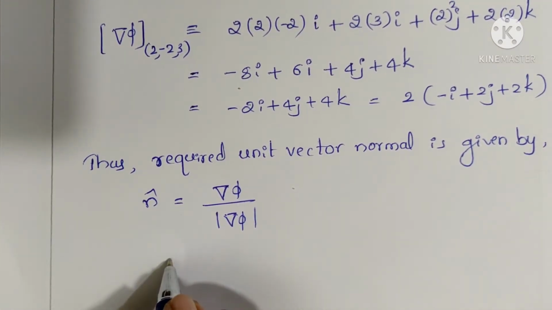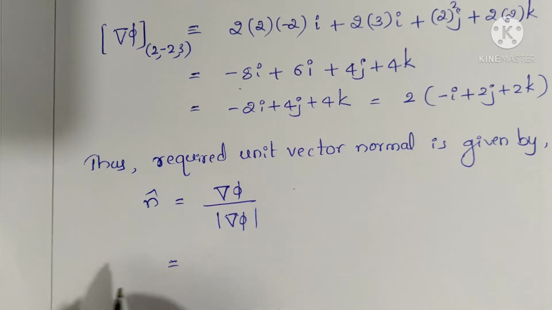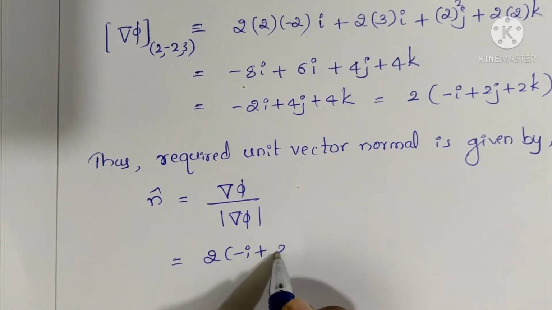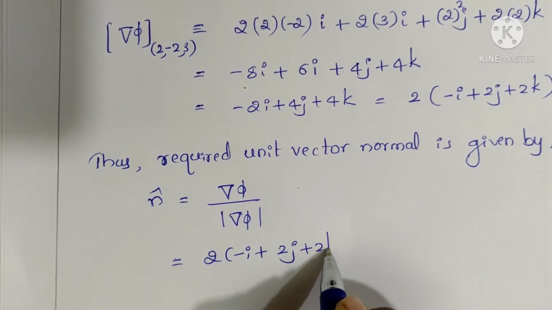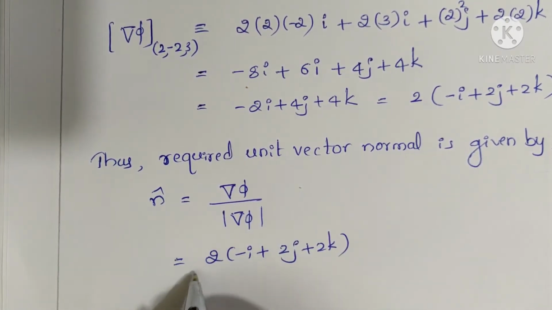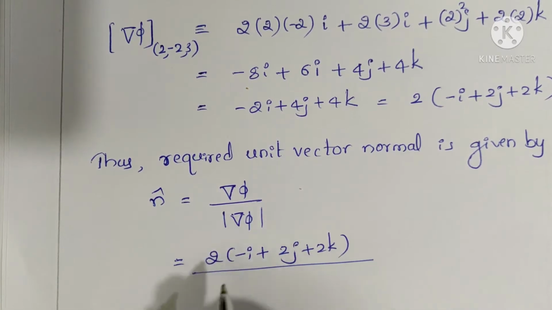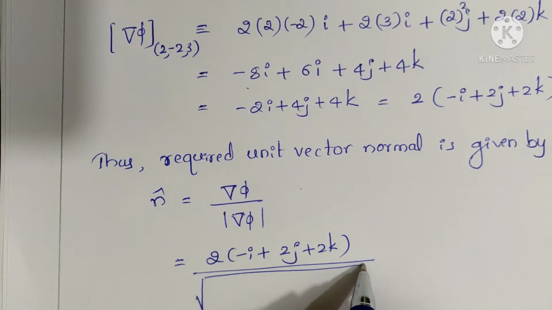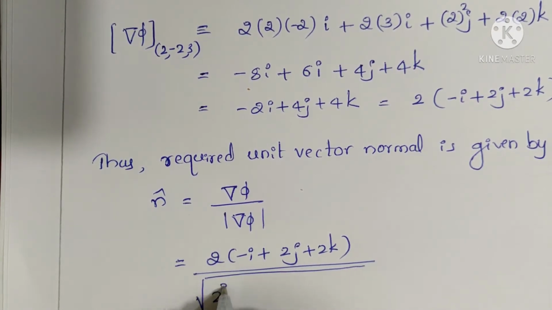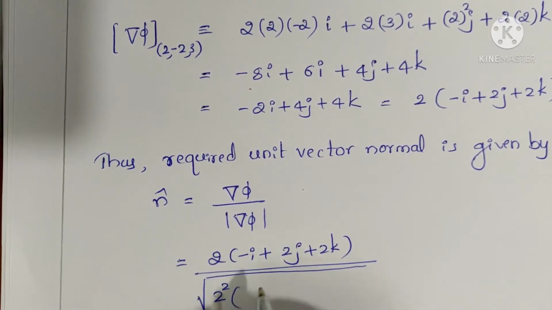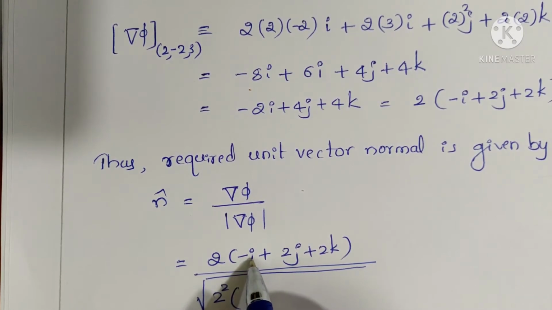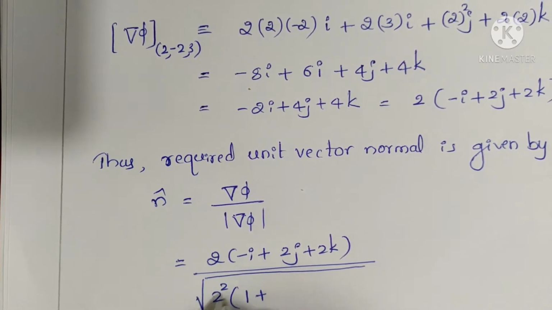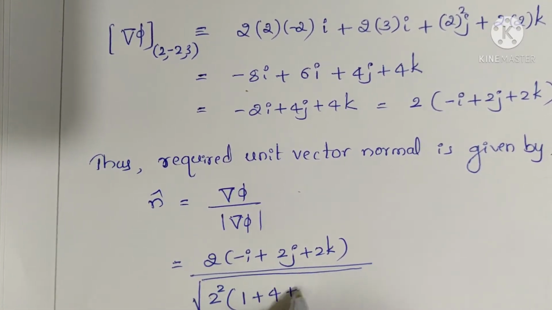So that is equal to, what is del phi? 2 into minus i plus 2j plus 2k, whole divided by magnitude of del phi. Magnitude of del phi is what? Square root of 2 square into coefficient of minus i, it is 1 square, so 1, plus this 2 square, so 2 square, this one 2 square 4 and this is 4.